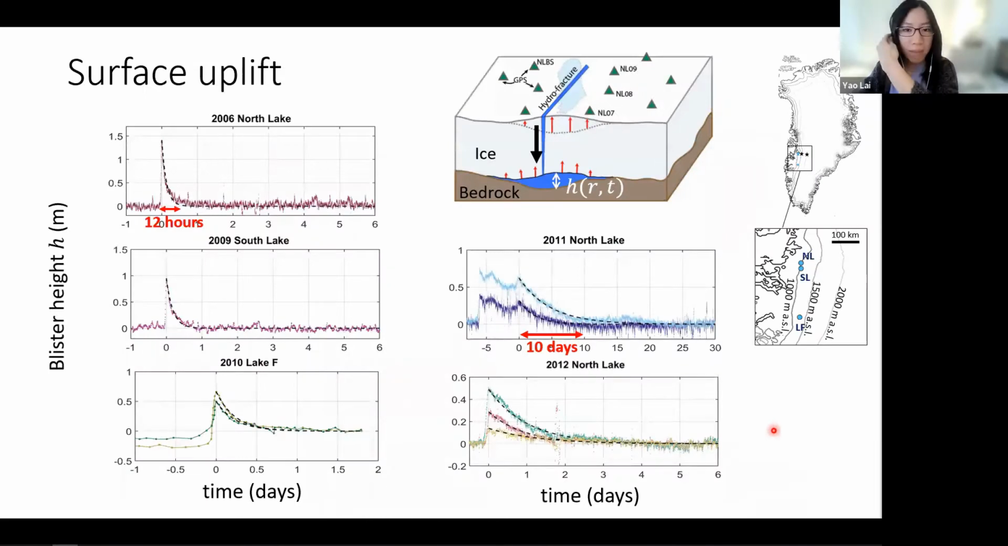So here we look at 3 different lakes for 5 different lake drainage events. And here are the data of the blister height that first peaks and then relaxes as a function of time. And here the relaxation time scale ranges from 12 hours to as long as 10 days.